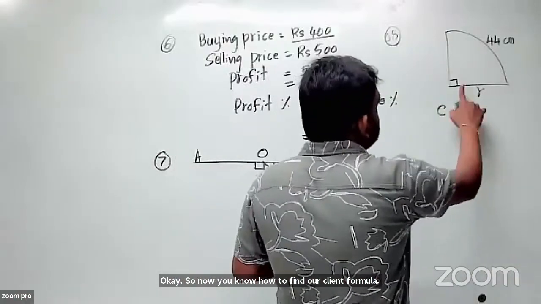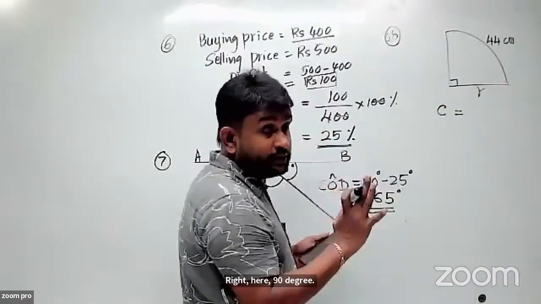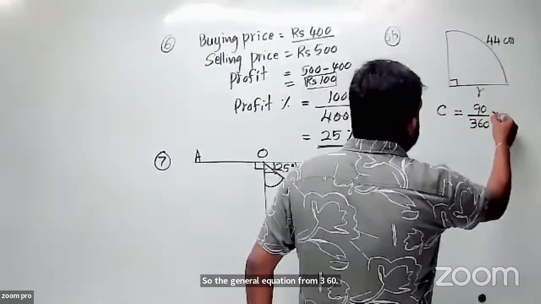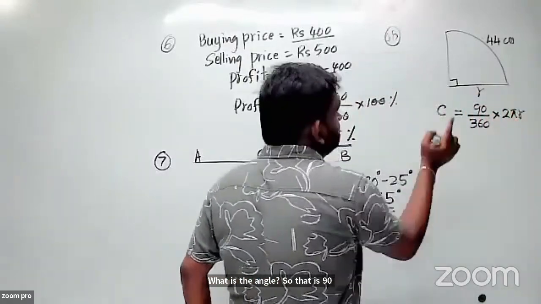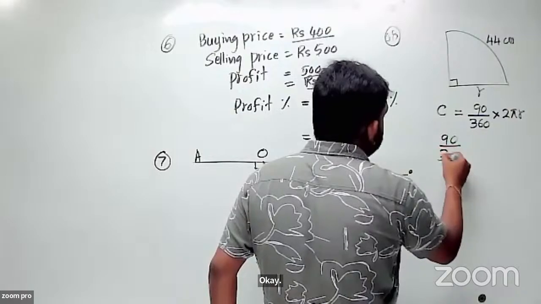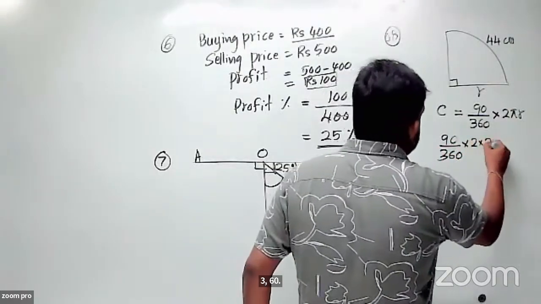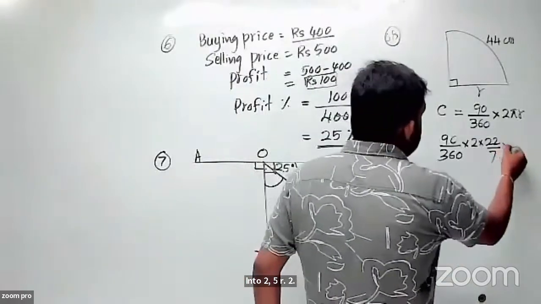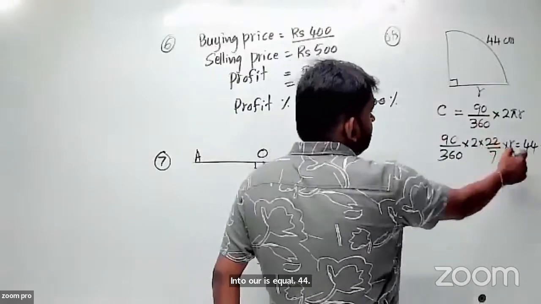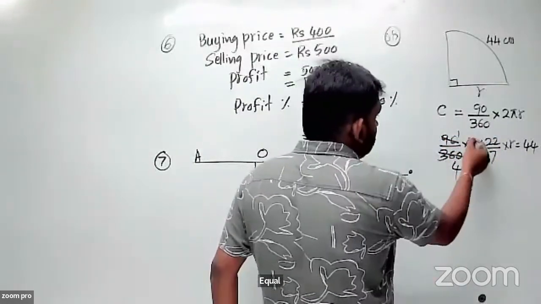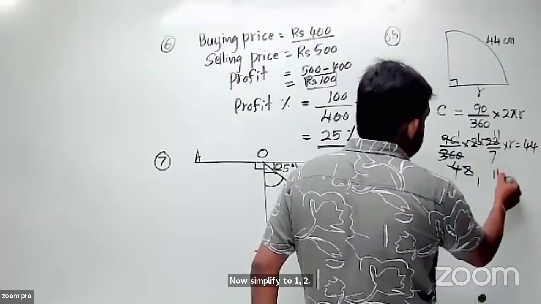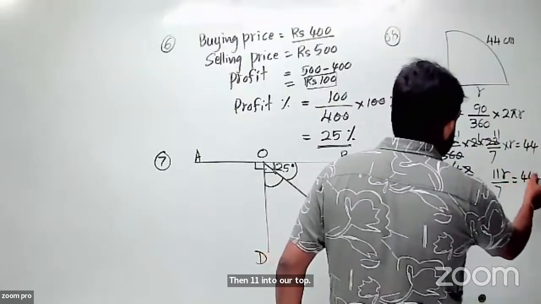Here it is 90 degrees. So the general equation is the angle over 360, times 2πR, and that is the arc length given. Now you can write 90 upon 360 into 2 times 22 upon 7 into R, which is equal to the arc length given, 44. Now simplify: 2, 1, 2, 2, 2, 1, 2, 11. Then 11 into R upon 7 equals 44.